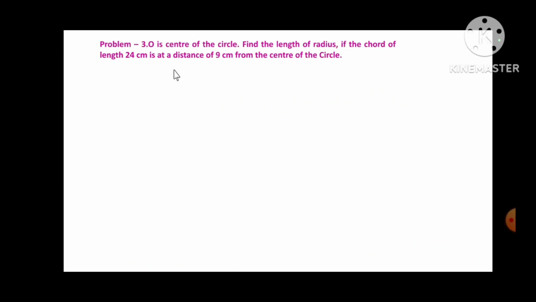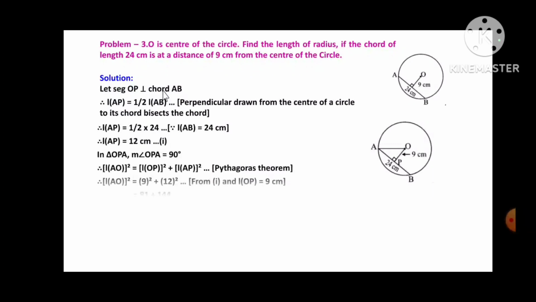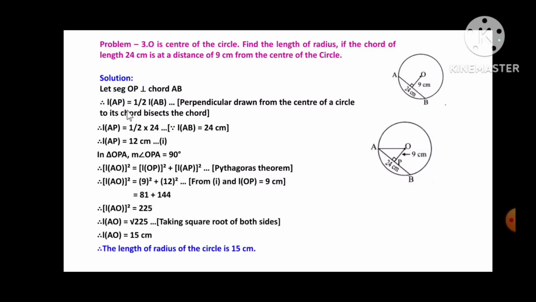So friends, next problem number 3. O is the center of the circle. Find the length of the radius if the chord of length 24 centimeter is at a distance of 9 centimeter from the center of the circle. So friends, here we have to join OA. So we will get a right angle triangle. Here segment OP is perpendicular to chord AB. Therefore AP is equal to half of AB, since perpendicular drawn from the center of a circle to the chord bisects it. Therefore AP is equal to half into 24. So AP is 12. So now consider triangle OPA in this where angle OPA is 90.